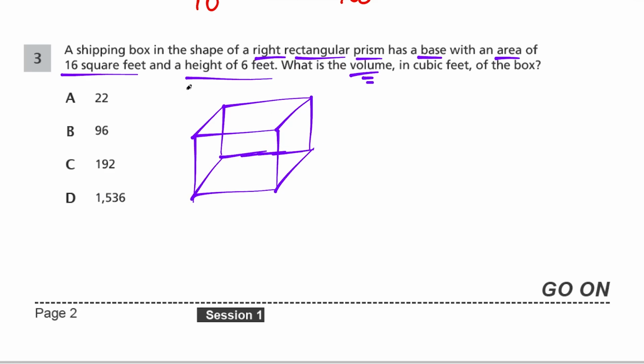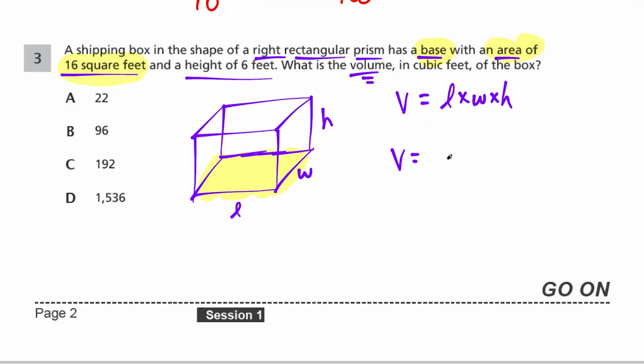So this question is a little bit tricky because they told us that the rectangular prism has a base with an area of 16 square feet. So they're telling us the area of the bottom here. Now, you might recognize the formula for the volume of a rectangular prism as volume equals length times width times height. However, there is another way to find the volume of a rectangular prism.